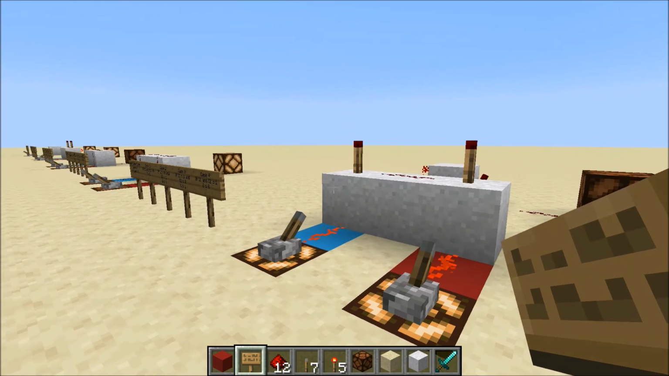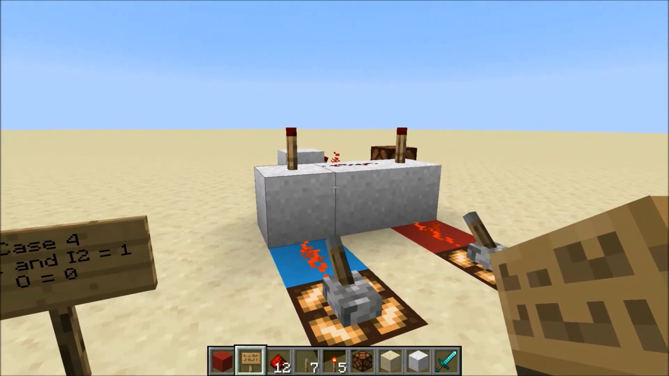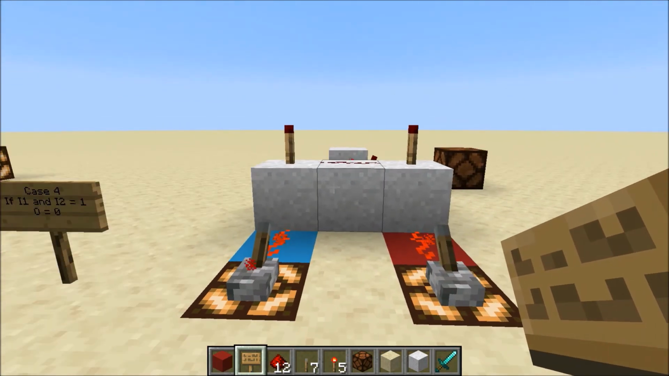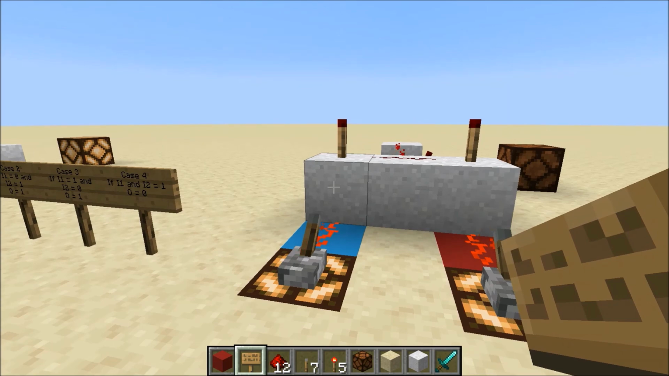So that is the last case for our video, and I hope you guys gained some knowledge about the logic gates, and hope you enjoyed this video.